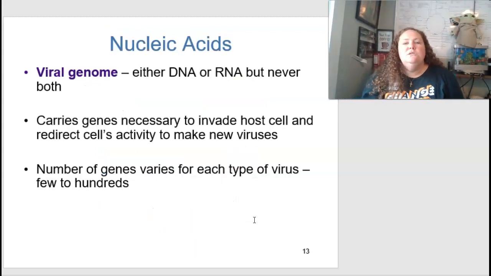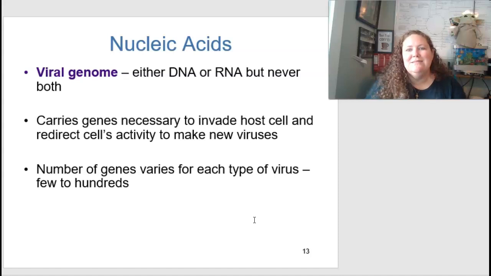Okay. So when talking about the nucleic acids of viruses, we have a viral genome, okay? And this is either DNA or RNA, but never both, okay? It can have one or the other, whereas us as humans, we have both, right? Our DNA codes for RNA, and then from that, we can go on and make proteins, okay? But these nucleic acids carry the genes that are necessary to invade those host cells and then redirect that host cell's activity to make new viruses. Like I said, they kind of hijack it, right?